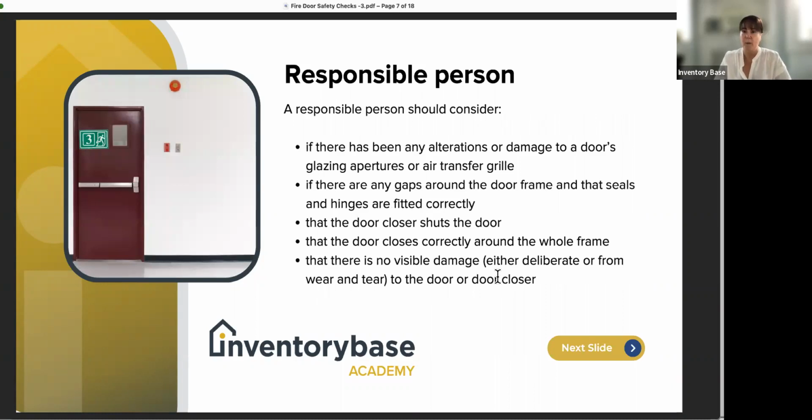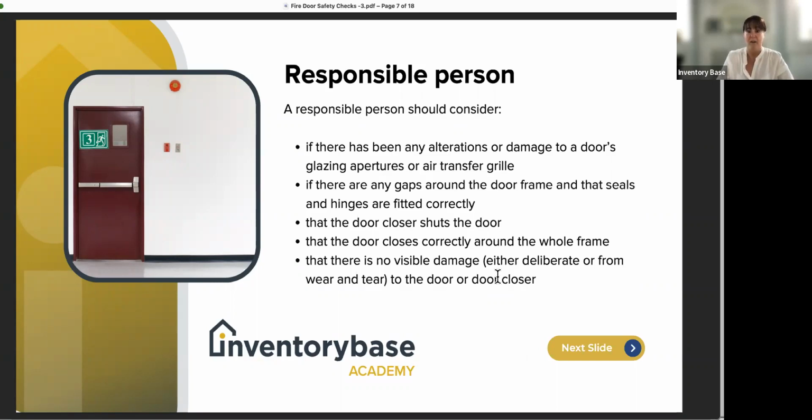And the things that a responsible person should be considering is if there's been any alterations or damage to a door's glazing or apertures or air transfer grills. You'll see them on the door in regards to the observation glass. Normally these are safety glass, or you'll see grills at the bottom of the door, or sometimes at the top. So they're looking for any alterations or damage, any gaps around the door frame, and seals and hinges that are fitted correctly, to make sure that the door is functioning as it should.